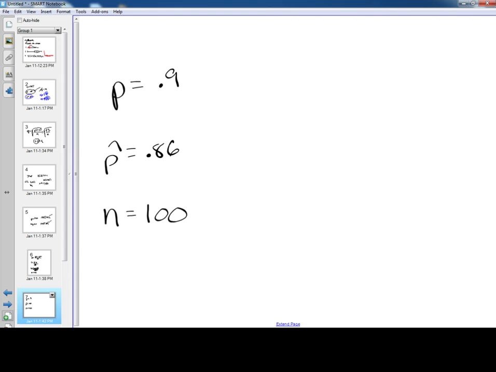Question A says, if the company really ships 90% of its orders on time, what's the probability that the proportion of SRS of 100 is as small as the proportion of your sample or smaller? That was really weird. I'm going to need you to repeat that in English. If 90% is true, what is the probability that the proportion in our SRS of 100 is as small as the proportion in your sample or smaller?